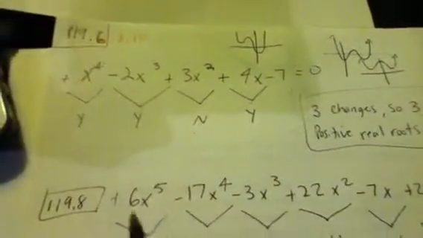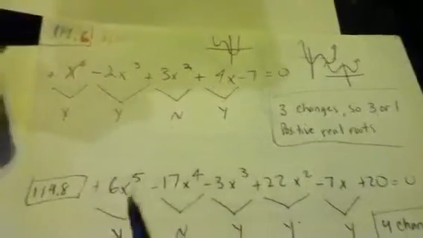Here's lesson 119 number 8. We already did 119 number 6. 119 number 8 wants the positive real roots of this polynomial. So I'm going to use Descartes' rule of signs.